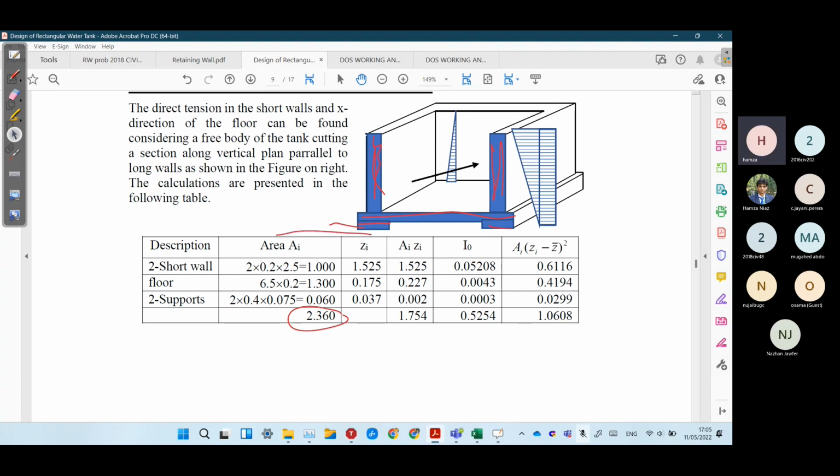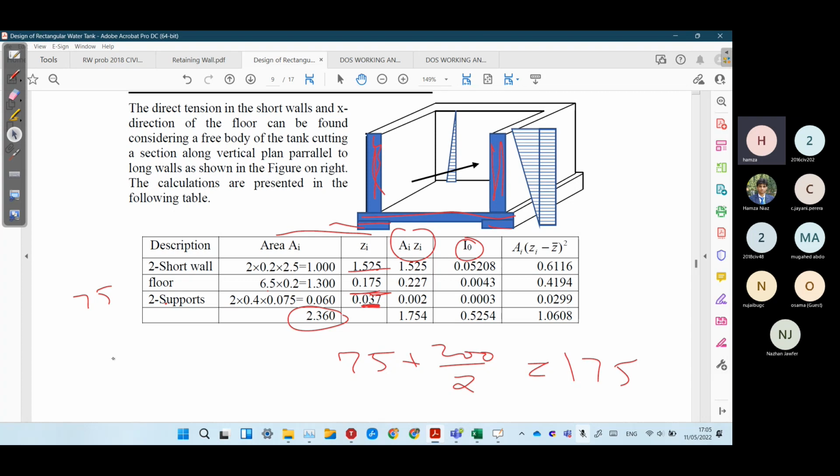For example, our supports were 75 millimeter. So the middle of the support would be 37.5 millimeter. The floor is at 275 plus 200 by 2. This would be the middle of the floor. That is 100 plus 75, 175 millimeters. Similarly for this wall, multiply A into Z.